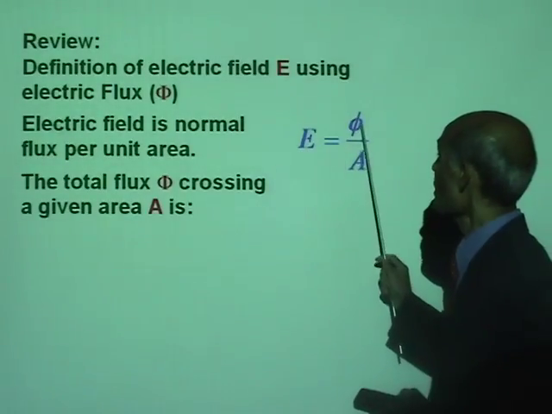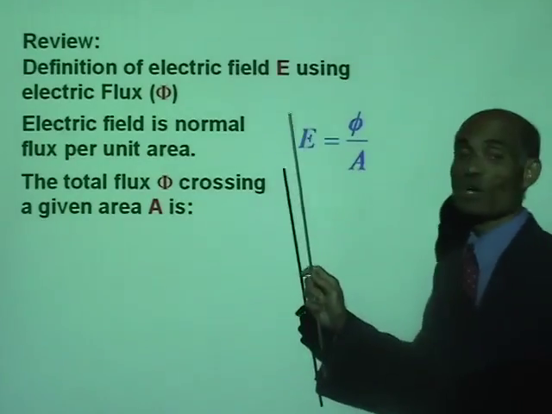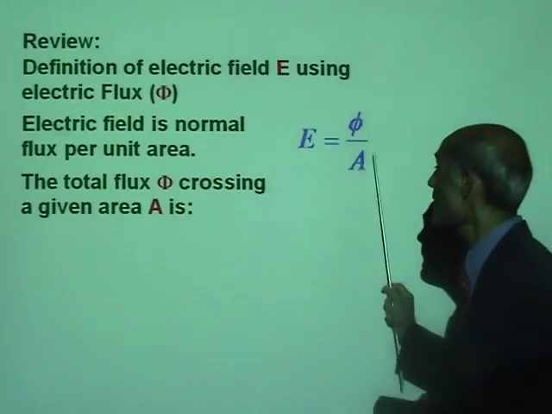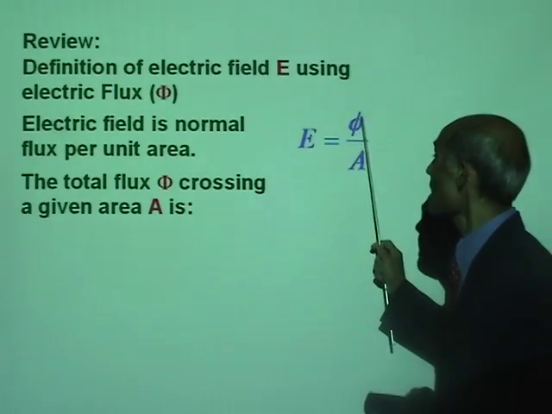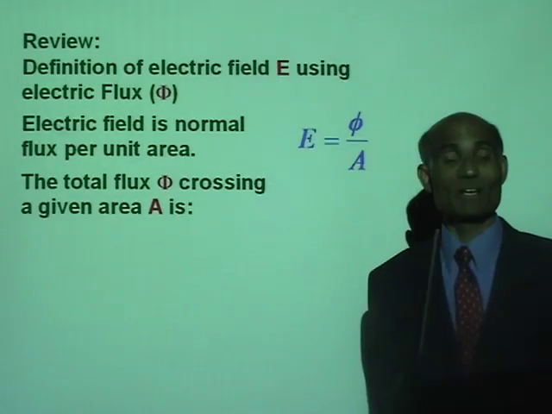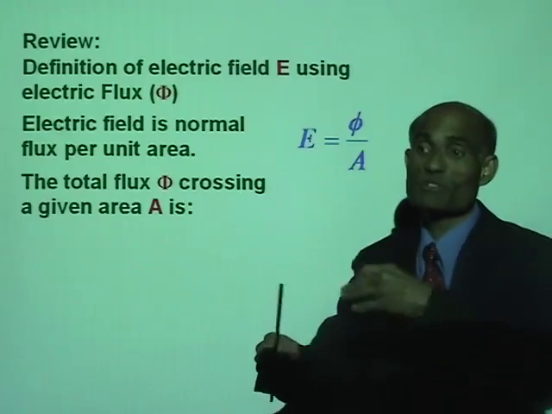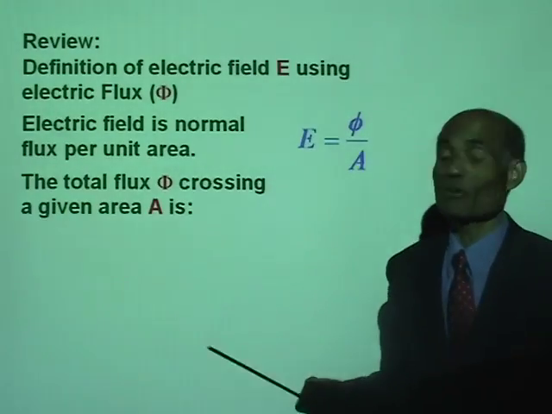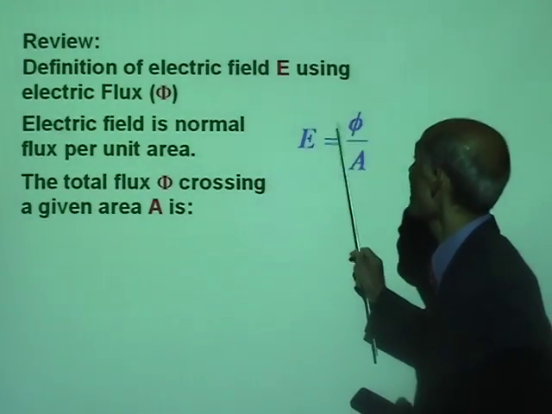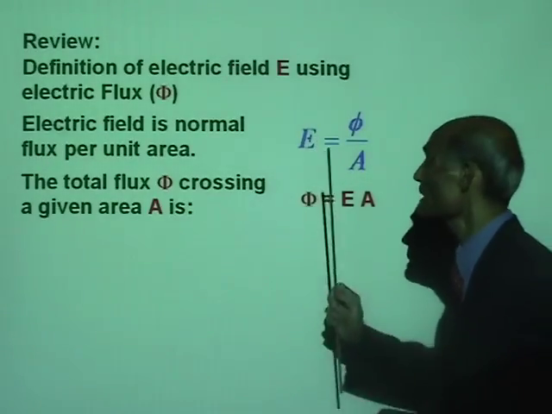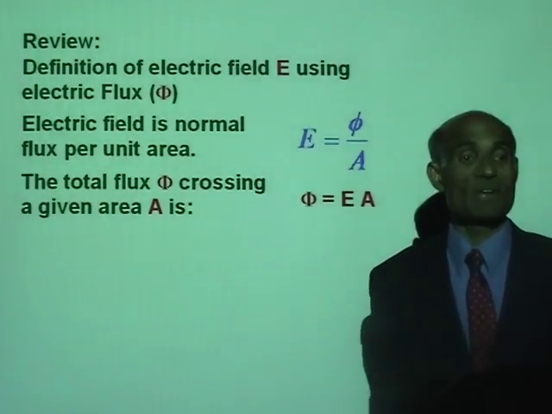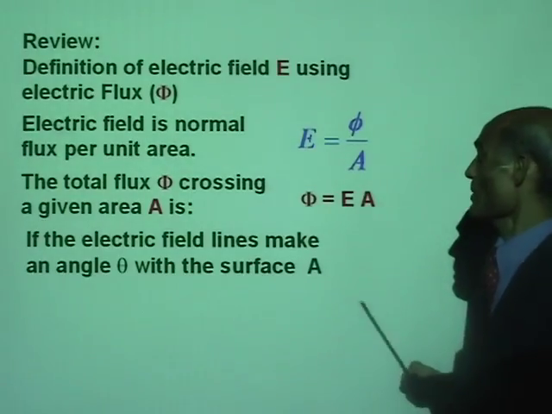And therefore, the total flux crossing a given area, what will that be? If E is flux per unit area, what is the total flux crossing a given area? That will be phi equal to E times A. We will be using these concepts in developing Gauss's law.